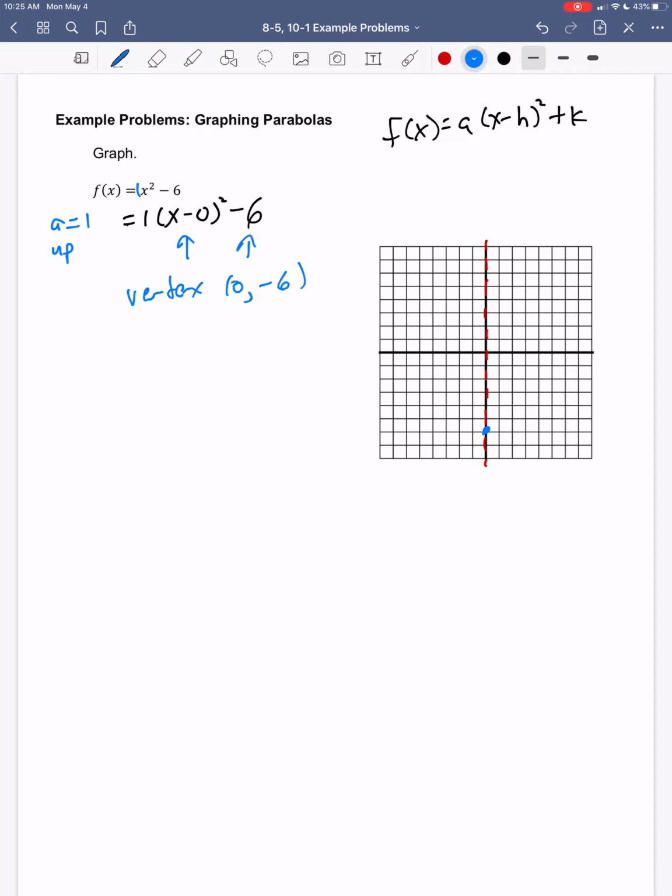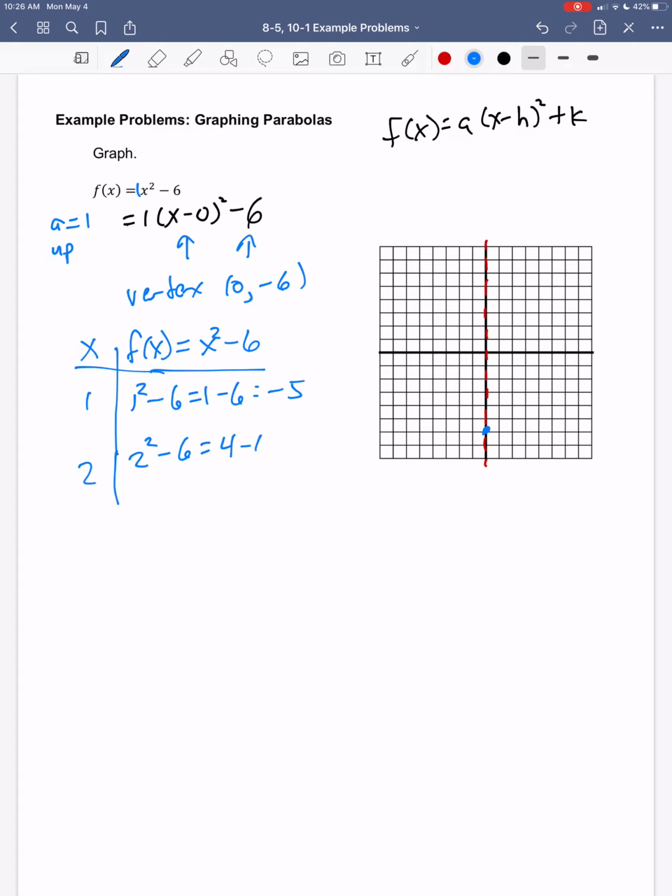So to graph the parabola, I'm going to pick two x-coordinates on the same side of the axis of symmetry. I always go to the right, so if I've got here x is equal to 0, if I go to the right I get x equals 1 and x equals 2. So I get 1 squared minus 6, that's negative 5. I get 2 squared minus 6, that's 4 minus 6, which is negative 2. So 1, negative 5, and 2, negative 2.